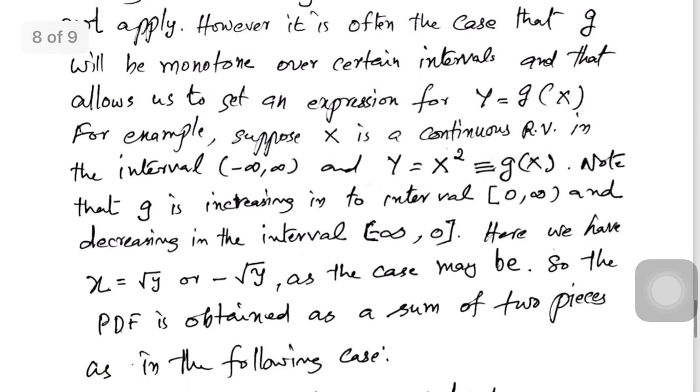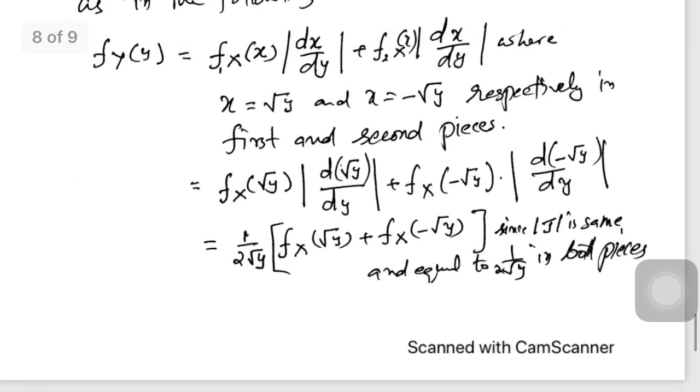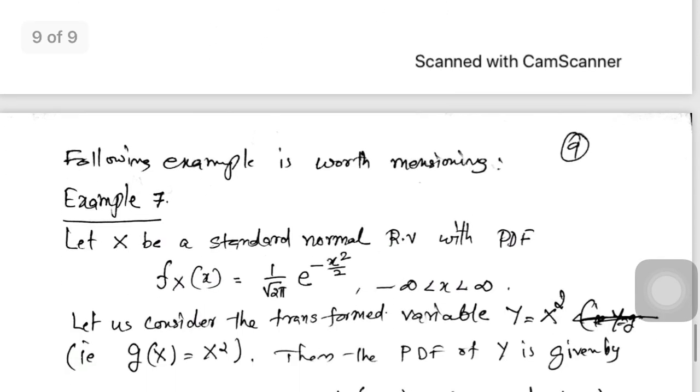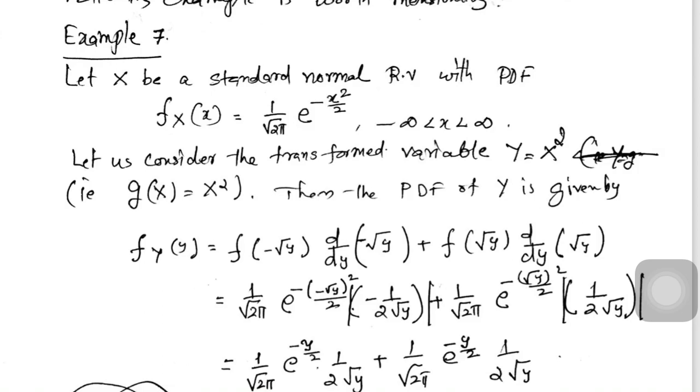Okay, you go through this description and it will be very clear. And you can have an example to illustrate this point. You come to the example 7. In example 7, we are starting with a standard normal distribution, fx equal to 1 by root 2 pi into e to the power of minus x square by 2, minus infinity to infinity. Okay, and in this situation you consider the function g of x equal to x square, and you are trying to find the probability density function of y.